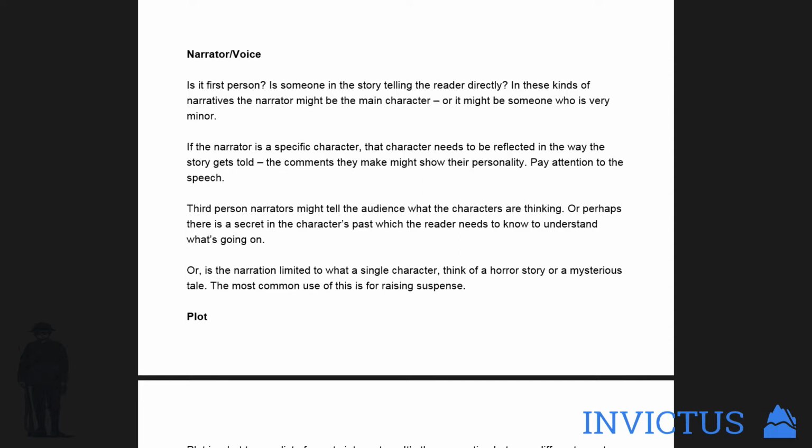So, lastly, is the narration limited to a single character? It's not exactly first person, but it's like drifting in between first and second person. You get to describe the surroundings, you get to convey what the character is thinking, and you get to convey the situation in front of you. So it's useful for horror stories or mysterious tales.